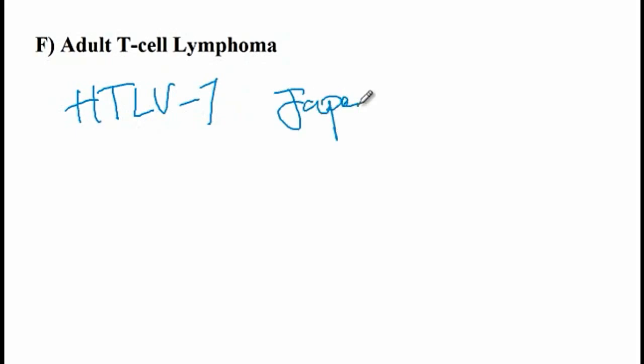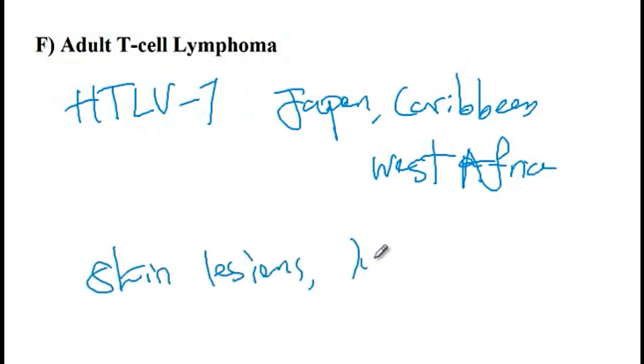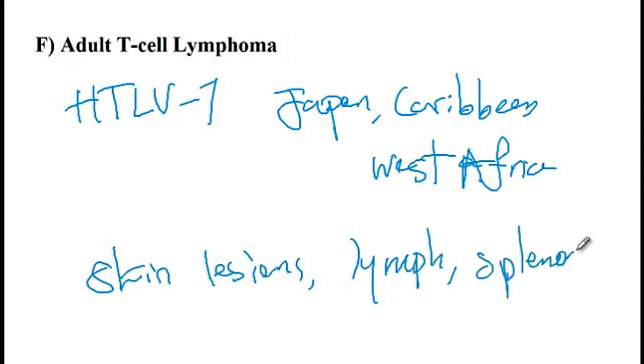And then finally we have the adult T-cell lymphoma, which is caused by the HTLV1 or human T lymphocyte virus 1, and this condition is endemic in Japan, Caribbean, as well as West Africa. And these patients present with skin lesions, lymphadenopathy, as well as splenomegaly. And that concludes our discussion.